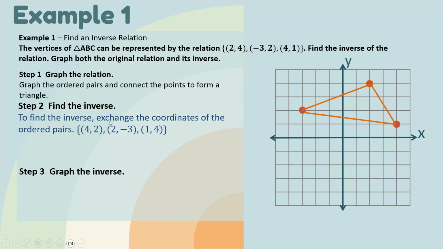Next, we are going to interchange the x and y values. So we switch the 2 and the 4, so that becomes (4, 2). For (-3, 2), we interchange them, and that becomes (2, -3), and then (4, 1), interchanging, becomes (1, 4). Now I'm going to plot those points: (4, 2), (2, -3), and then (1, 4). And we will connect them, and that is the inverse triangle.